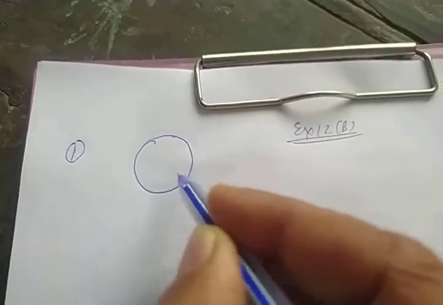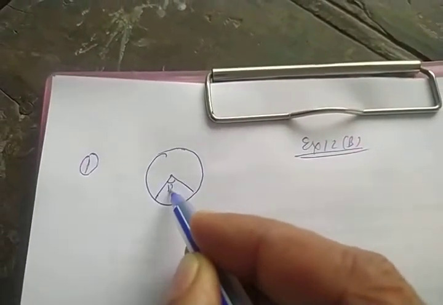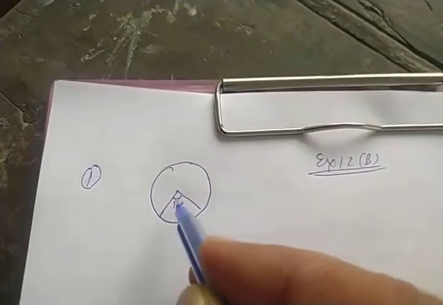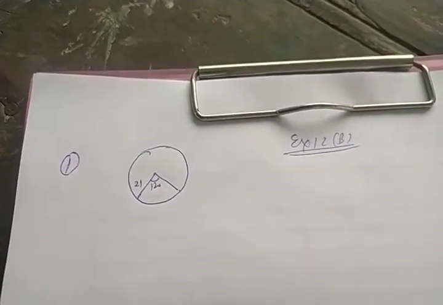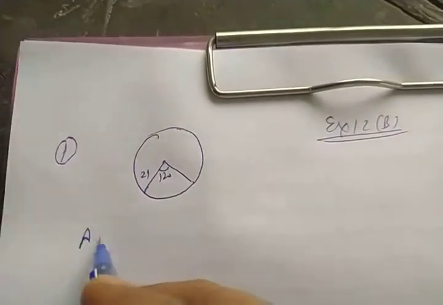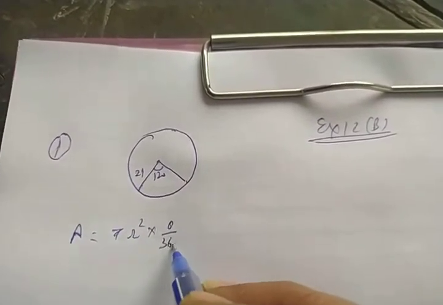Then you simply draw a circle, and its sector has a 120-degree angle like this. This angle has been given as 120 degrees. Radius has been given as 21. Then the area is to be calculated by the area formula. Sector angle has been given, so the area of the sector is calculated by pi r square into theta upon 360.